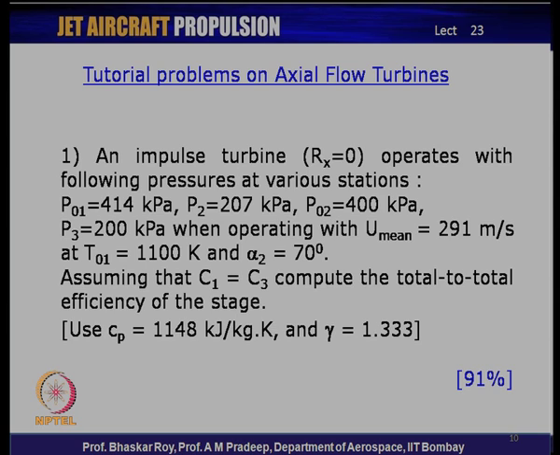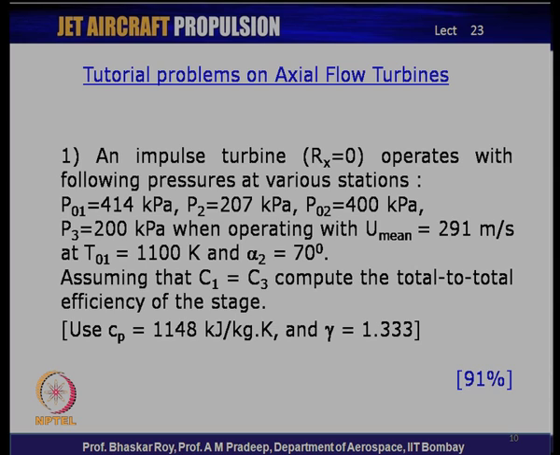So, the first problem is actually that of an impulse turbine, where reaction is 0, and if we do that, we prescribe that it has an entry pressure of 414 kilopascals, static pressure of 207 and exit pressure of P 0 from the stator nozzle of 400 kilopascals. So, it has lost about 14 kilopascals across the stator nozzle. The exit static pressure from the whole stage is given as 200 kilopascals. Now, it is operating with a rotating speed U mean at the mean of the rotor blade of 291 meters per second.